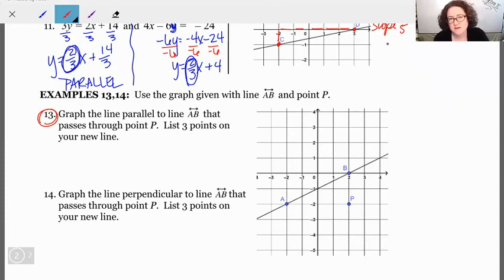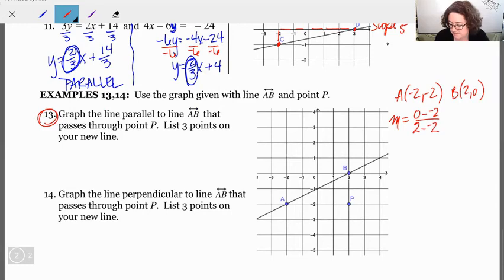Before I do anything else, if I want a parallel line, I'm going to need to know my slope so I can graph that out. So let's figure out the slope of AB. Point A is at (-2, -2) and point B is at (2, 0). Subtract our y's, 0 minus -2, over our x's, 2 minus -2. That gives 2 divided by 4, otherwise known as 1/2 if we reduce it.